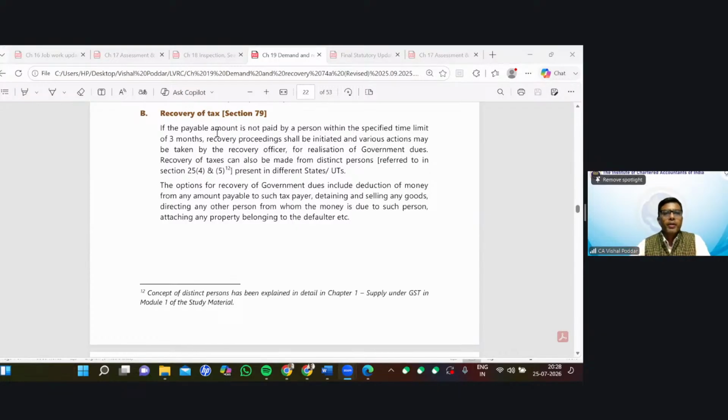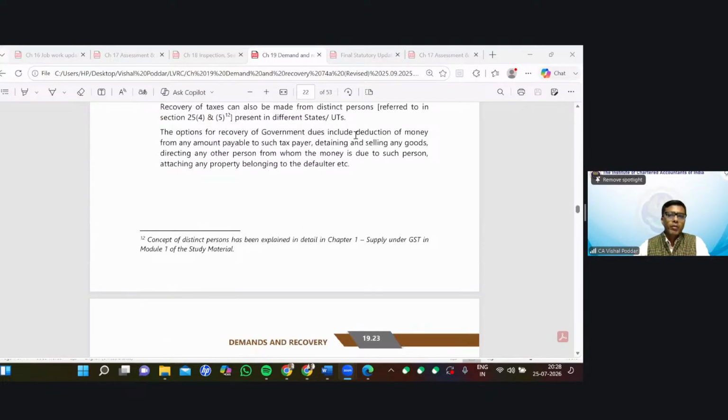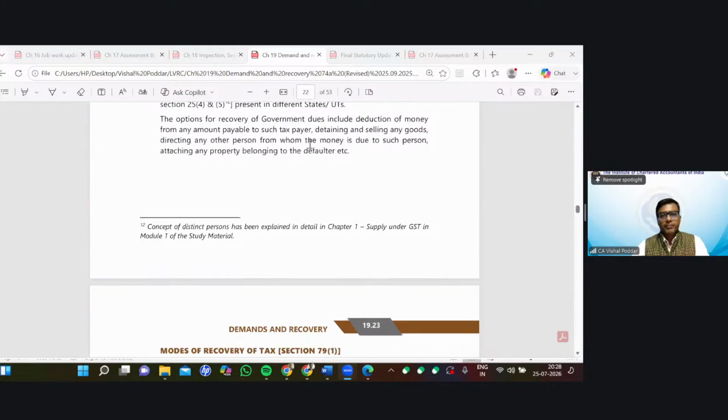Recovery. If the amount payable is not paid by the person within the limit of 3 months which we saw in the previous section, now the officer can proceed with the recovery action. In this case, the recovery action will be taken in the prescribed manner. The options for recovery of government dues include what? First, deduction of money from any amount payable to such taxpayer. So let us say the GST department already has some amount belonging to you, like your cash ledger balance, like your refund amount. They may adjust your tax payable from that.